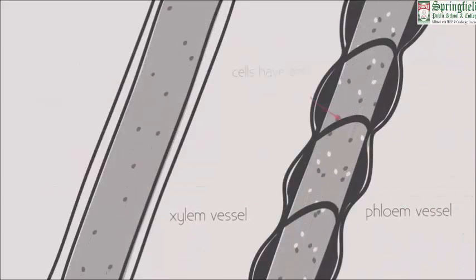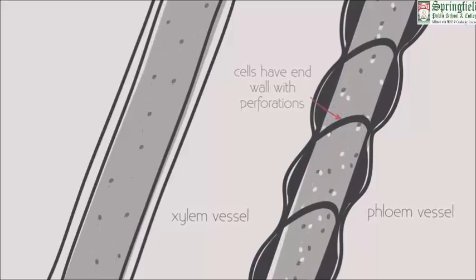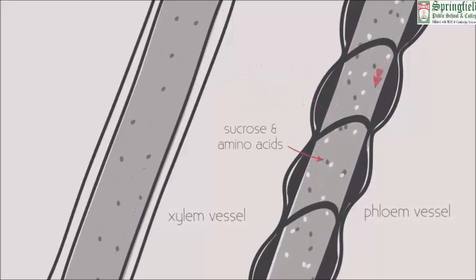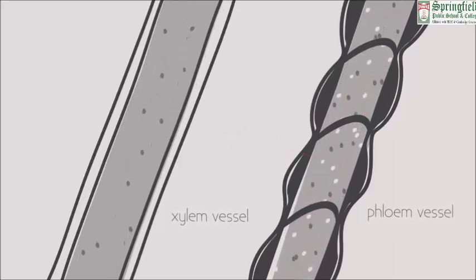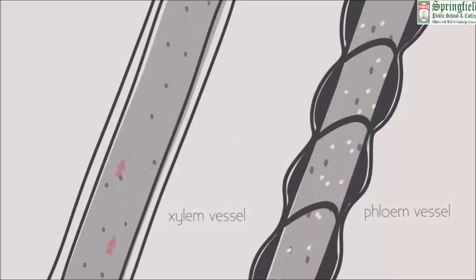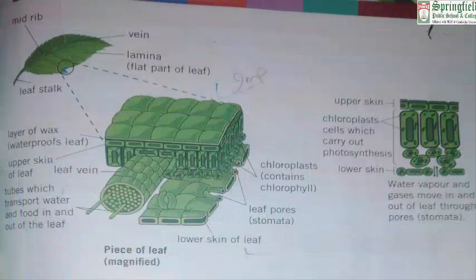The phloem vessels are made up of living cells. They transport sucrose and amino acids up and down the plant, depending upon where they are needed. Whereas in the xylem, the movement is just one way. Moving on to page 69.